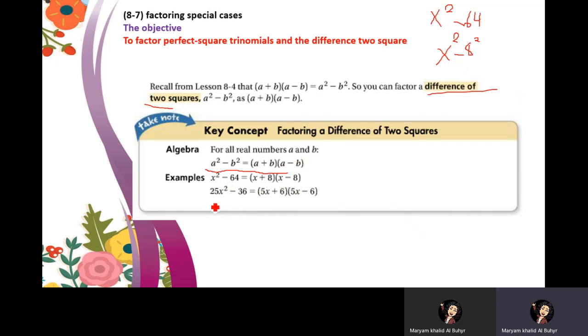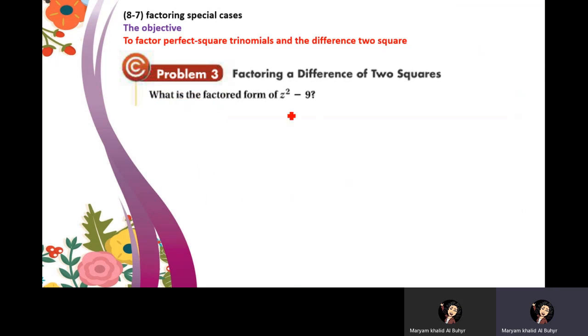If you have something like this, you can change this one into (5x) all to the power 2 minus 6 to the power 2. So you have everything: a is 5x, b is 6, so you can say (5x minus 6) and (5x plus 6). Let me give you another example.